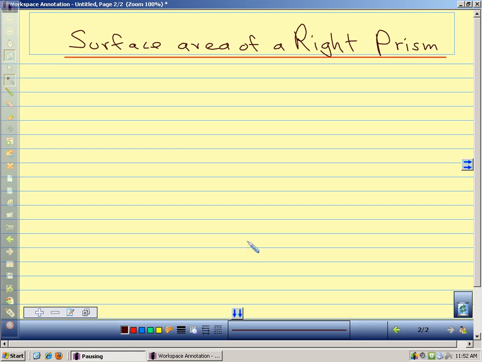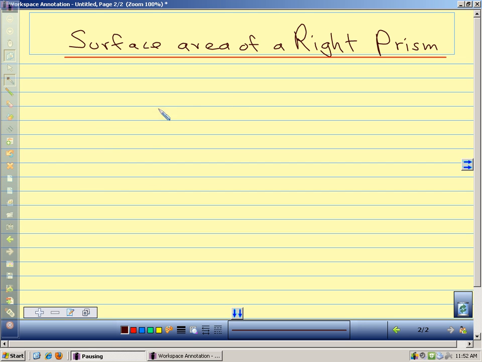So we're going to talk about our formula for the surface area of a right prism. Surface area of a right prism. Not too long. Not too long. We have a couple of formulas and a couple of examples, so not too long.